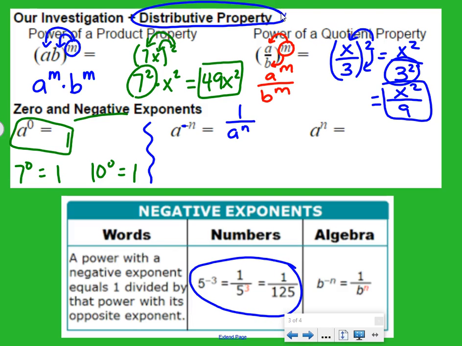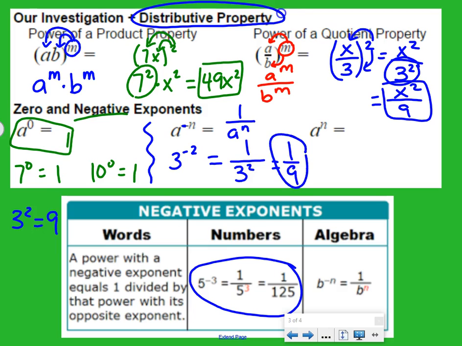So a numerical example would be 3 to the negative second power. We know 3 to the positive second power is 9. But 3 to the negative second power is different. So this would actually be 1 over 3 to the positive second power. So when we have it negative, to make it positive, it goes in the denominator. So then this would really be 1 over 9, because 3 squared is 9.